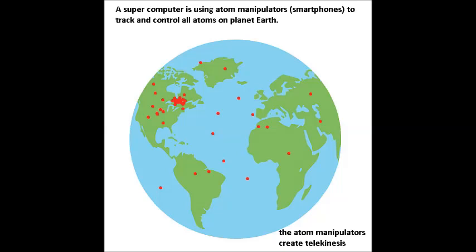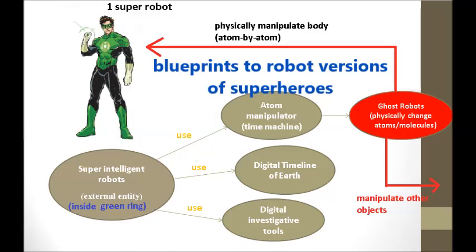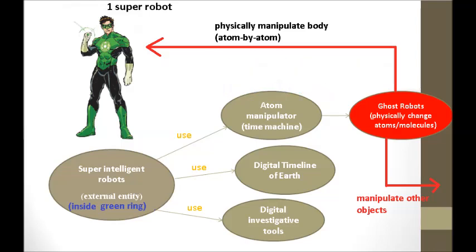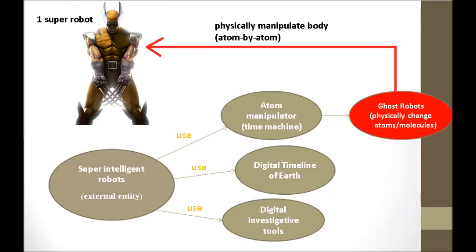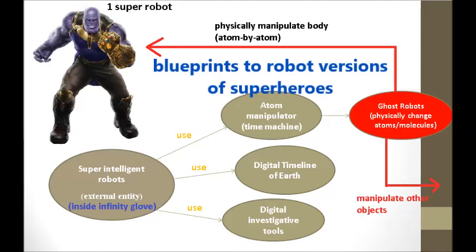Referring to diagram 44b, the atom manipulators are scattered all over the planet to manipulate all atoms and objects. Referring to diagram 46a, each superintelligent robot uses an atom manipulator to generate their superpowers. In this example, the robot version of Green Lantern is using the atom manipulator to perform telekinesis. Doesn't it make perfect sense that the same technology a robot uses to generate superpowers is also the same technology used to disarm the super robot?